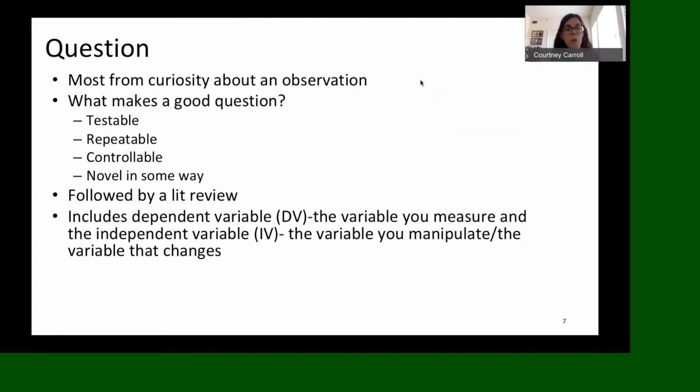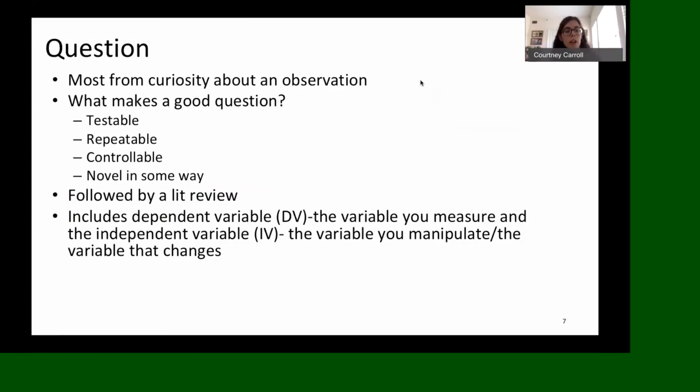So again, we're looking for things that are testable or measurable, things that are repeatable, things that are controllable, and things that are novel in some way. And again, the novel part is probably the least important of those characteristics. So after you come up with your question, you then want to do a literature review, or a lit review. You want to figure out what is known about that question already before you even dive into it.